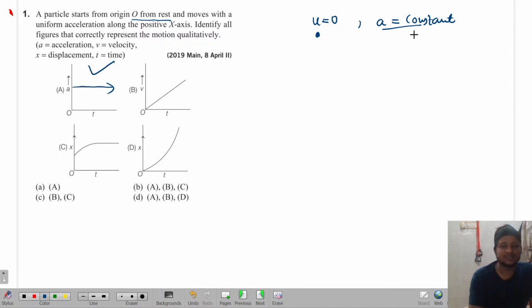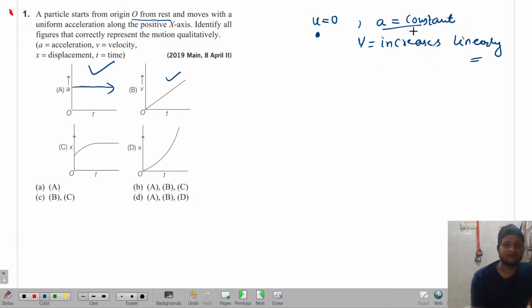Move next. If acceleration is constant, that means what? V will increase linearly or not? Tell me yes or no. V increases linearly. Okay, it means the total velocity will increase uniformly. So option B is also correct.